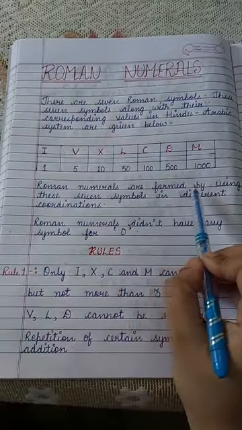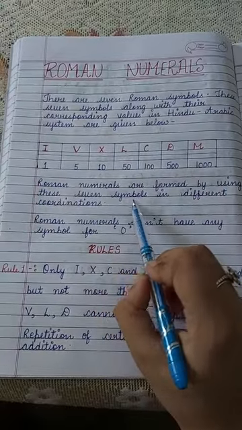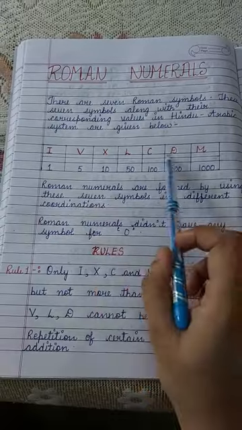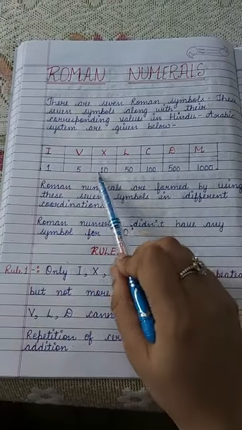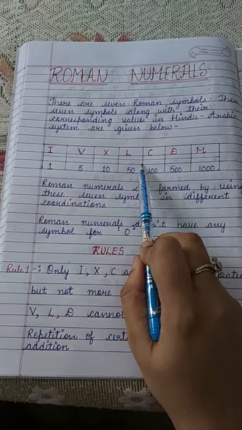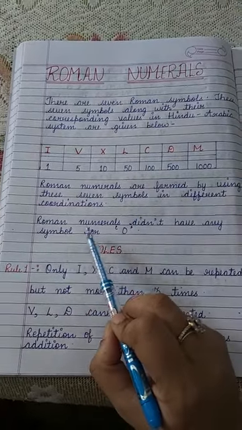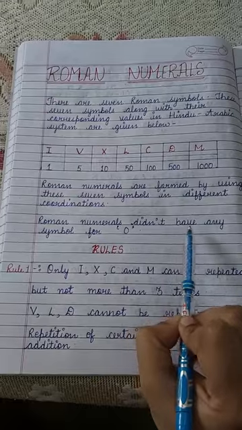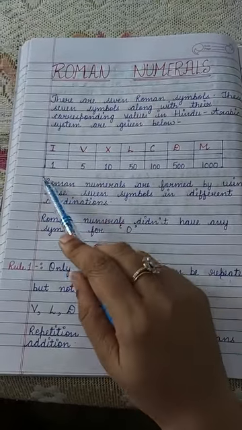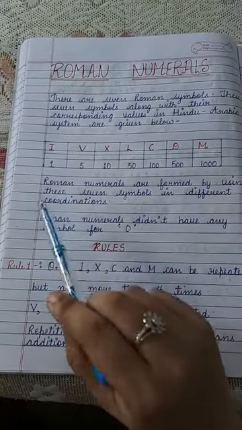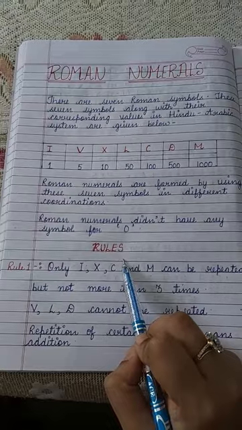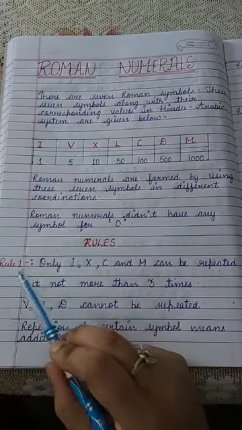Numerals are formed by using these 7 symbols in different combinations. When we combine these Roman symbols in different combinations, what is formed? Roman numerals. Now, Roman numerals didn't have any symbol for 0. Can you see any Roman symbol having a value 0? No. Now, there are some specific rules. Let us study these rules.